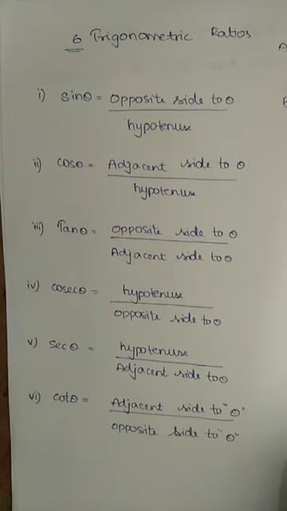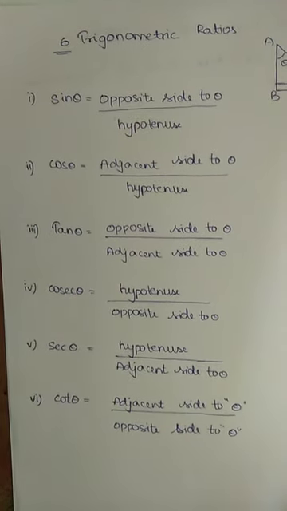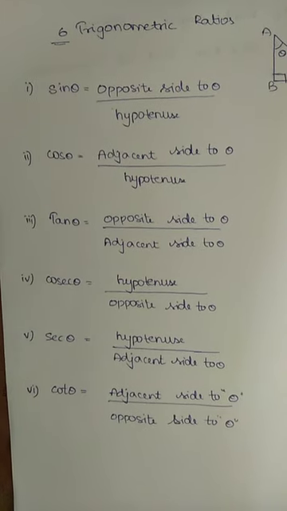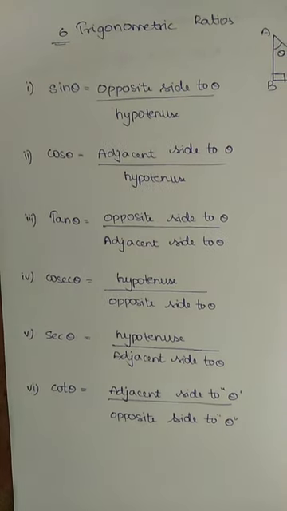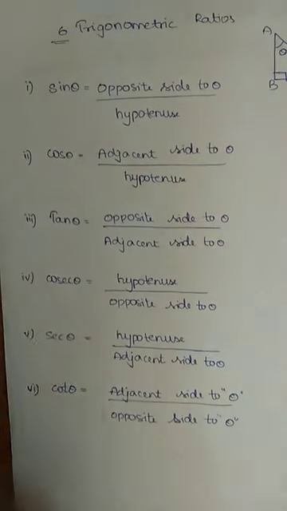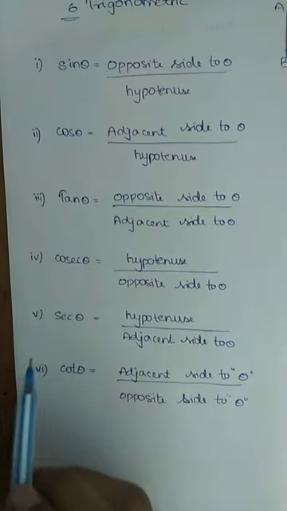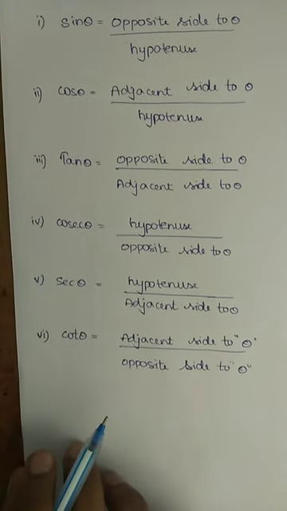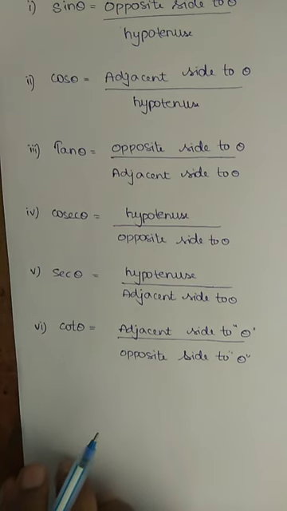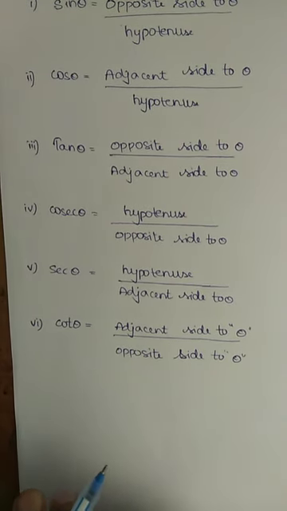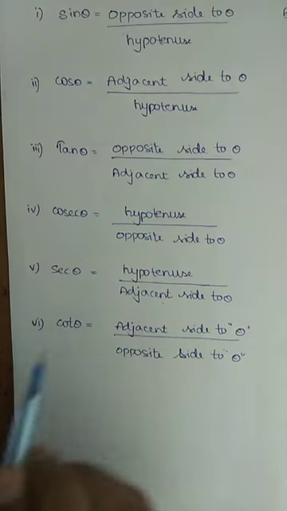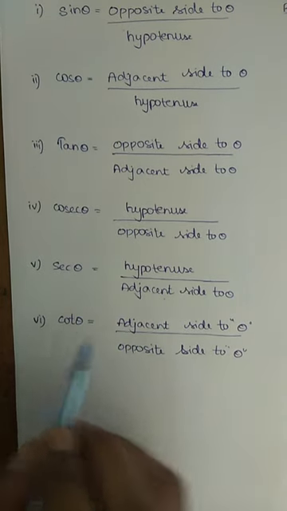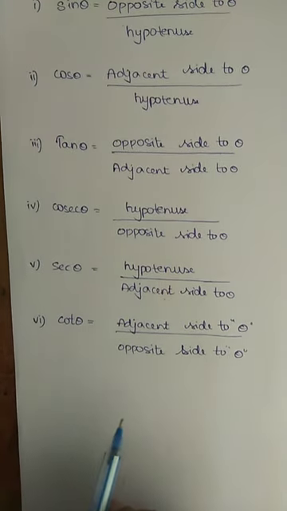So far we learnt the basic definitions of sin theta, cos theta, tan theta, and cosecant theta, secant theta, and cot theta. So let us quickly give a review on it. Sin theta is equal to opposite side to theta by hypotenuse. Cos theta is equal to adjacent side to theta by hypotenuse. Tan theta is equal to opposite side to theta by adjacent side to theta. Cosecant theta is equal to hypotenuse by opposite side to theta. Secant theta is equal to hypotenuse by adjacent side to theta. Similarly, cot theta is equal to adjacent side to theta by opposite side to theta.